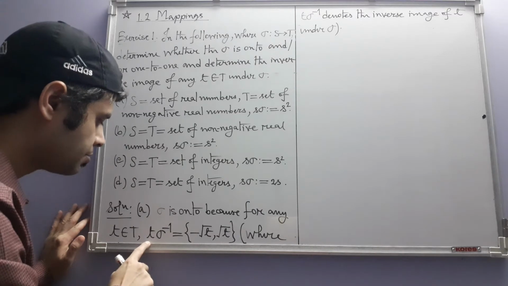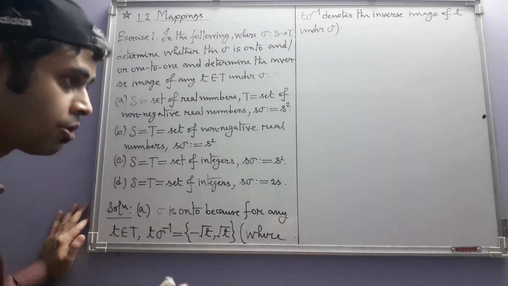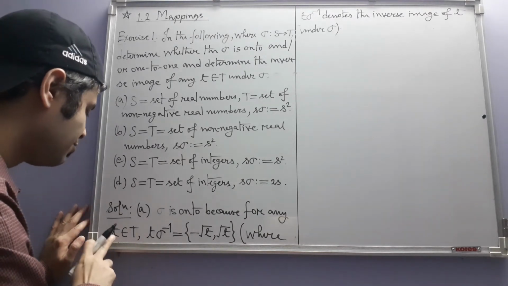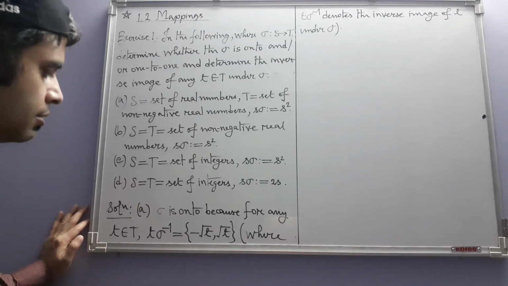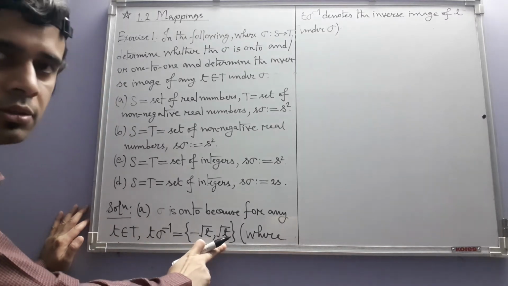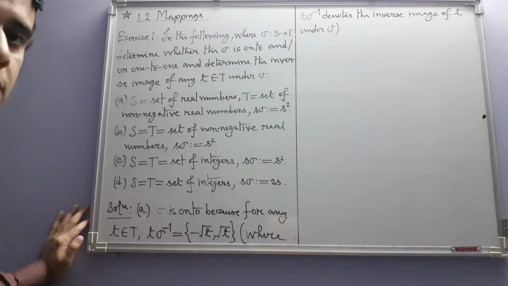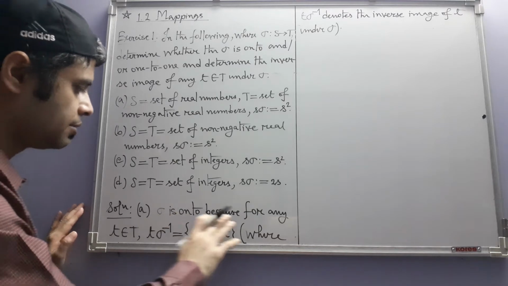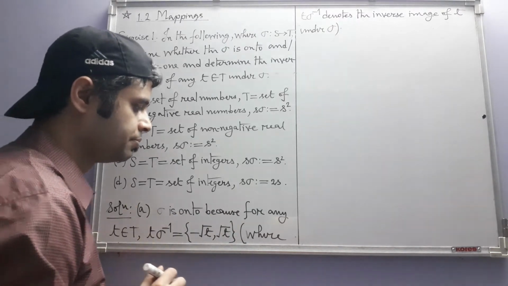Or in other words, because the inverse image of every element in the second set is non-empty. And it is coming from the fact that every non-negative real number has square roots. If t is non-zero, then there are 2 distinct square roots. If t is 0, there is only one square root, which is 0 itself. So from that we are concluding that sigma is onto, and at the same time we have found the inverse image also.